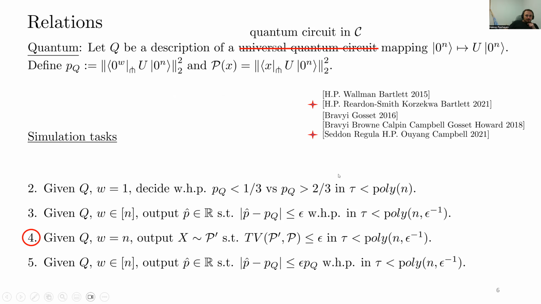For notion number 4, the sampling problem, there's this Bravyi-Gosset paper from 2016, this Bravyi et al. paper from 2018, and this paper by Seddon et al. that James talked about a couple of weeks ago. Many of these are based on these stabilizer extent methods, and I should say this up here is kind of this quasi-probabilistic method that is also a stabilizer extent method and really shows the connection between these two things.